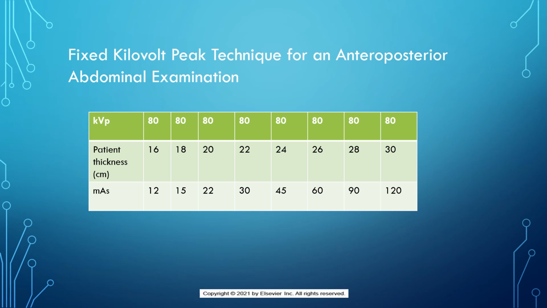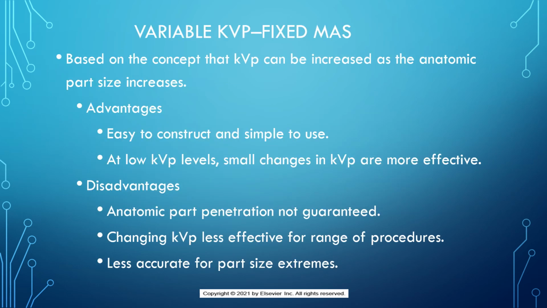Yes, I confess. Okay. But look at the mass recommended for the greatest part thickness on this chart, 120 mass. Now look at for the thinnest, 12. That's a 10 times increase in mass for the change, scaling the part thickness from 16 centimeters to 32 centimeters. You are multiplying the patient's dose by 10 for an increase of about 15 centimeters of thickness. There ought to be a better way. There is a better way. We'll get to that.